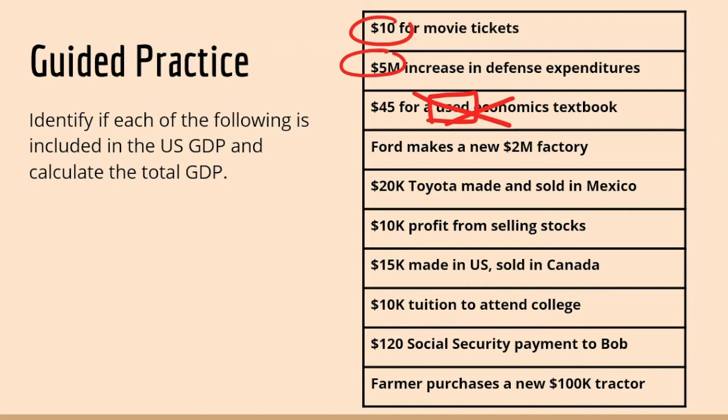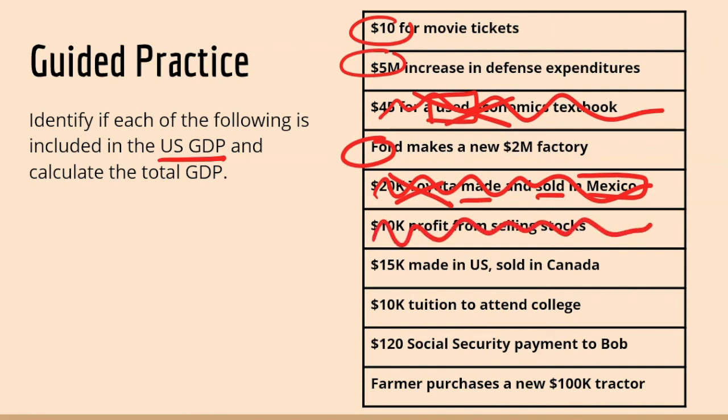Ford makes a $2 million factory. Yes, that is going to be investment spending. We can consider factories to be capital goods. A $20,000 Toyota made and sold in Mexico. That is not a part of the US GDP, because it was made and sold in a different country. Because of that, this is not included within our GDP. Profit made from selling stocks? Yet again, no, because selling stocks and bonds is not included. That is a non-production transaction.